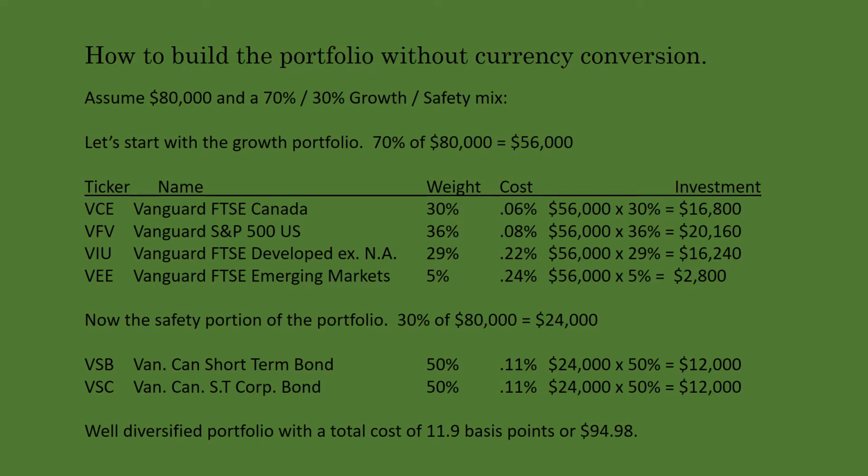So you would buy $16,800 of VCE, you would buy $20,160 of VFV, and so on. This portfolio would have a total cost of 11.9 basis points per year. If nothing changed, if prices didn't change or value didn't change, the total dollar cost of this portfolio would be $94.98. If it goes up 10%, well, you're paying 11.9 basis points on something 10% higher, so the total cost goes up. This works in reverse if value falls.